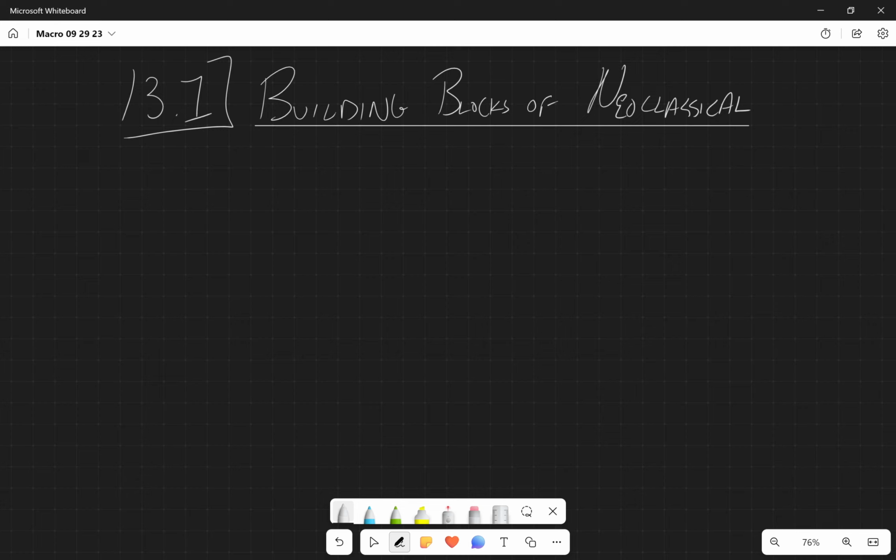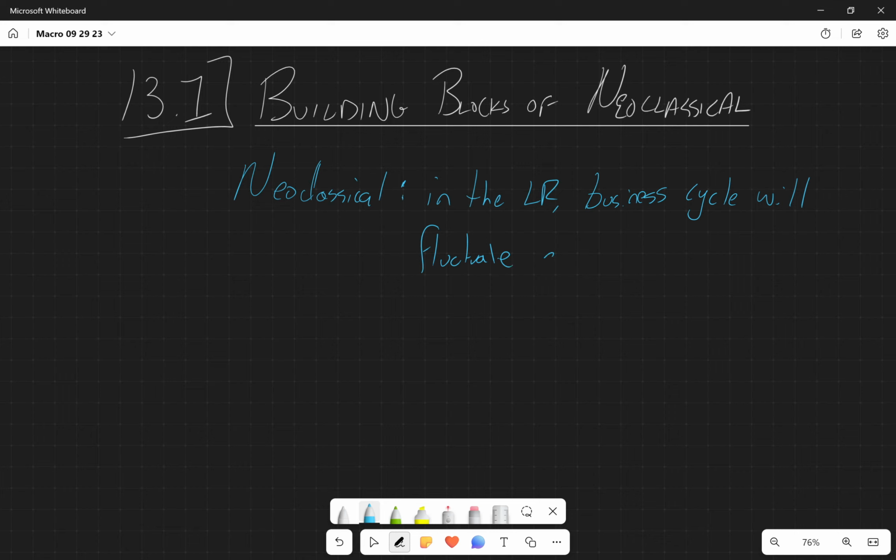All right, so jumping now into chapter 13, we are talking about the neoclassical perspective or neoclassical approach, right? And what we know about the neoclassical approach is that in the long run, the business cycle will fluctuate around potential, which we also know is just our full employment GDP.